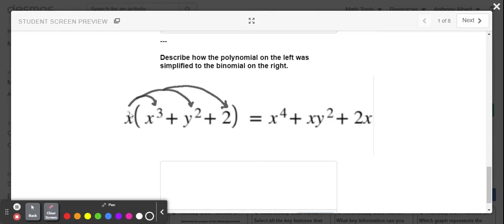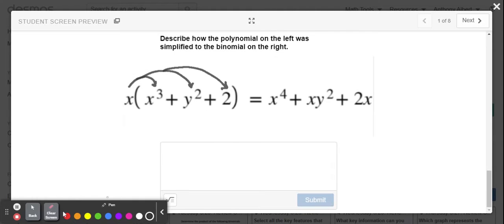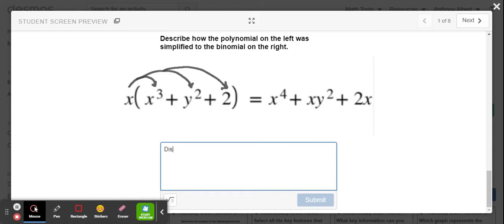and remember, we multiply the numbers and we add the exponents. And so that's what we want to explain here. And that's all we really have to say in this problem: distribute the x. When doing this, you must multiply the numbers and add the exponents.